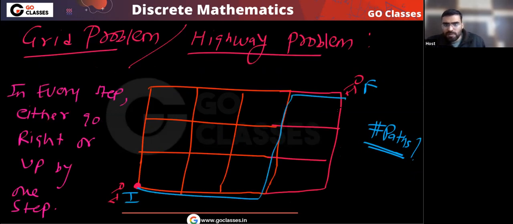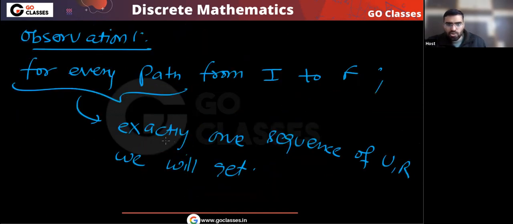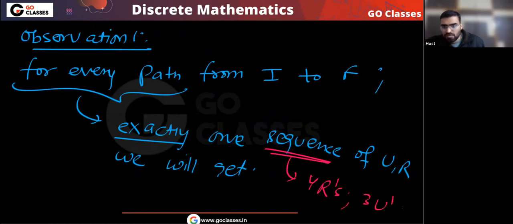For example, if you take this path, what does this mean? This means right, up, right. So for every path, you are going to get exactly one sequence of u comma r. And in this sequence you will have 4 rights and 3 ups. Basically, you will have 4 r's and 3 u's in this sequence. So this is the first observation, observation number 1.